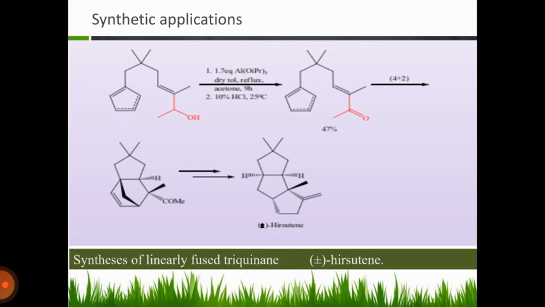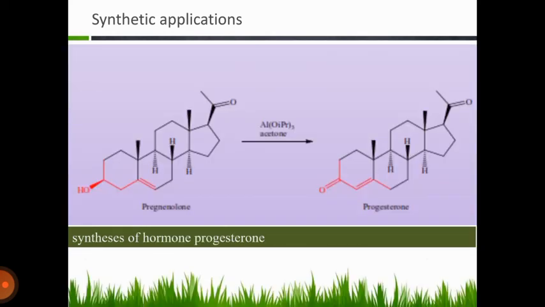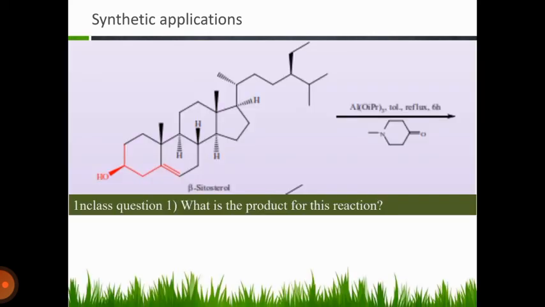So this is another set of reactions. Synthesis of linearly fused triquinane, and plus or minus optical activity is important because the stereochemical aspect is very important. Another application is the synthesis of progesterone from pregnenolone. So this is another example. You will come across these types of reactions when we discuss more about natural products.